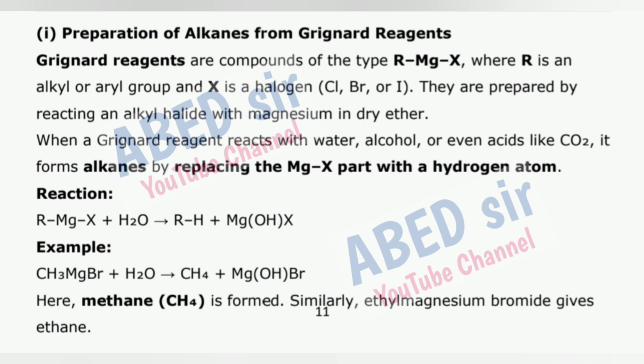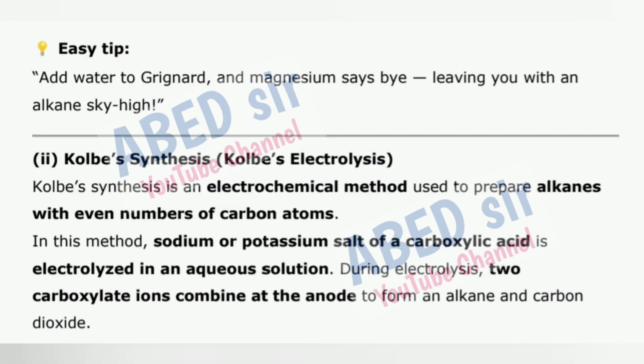Example: CH3MgBr plus H2O gives CH4 plus Mg(OH)Br. Here, methane, CH4, is formed. Similarly, ethyl magnesium bromide gives ethane. Easy tip: add water to Grignard, and magnesium says bye, leaving you with an alkane sky high.